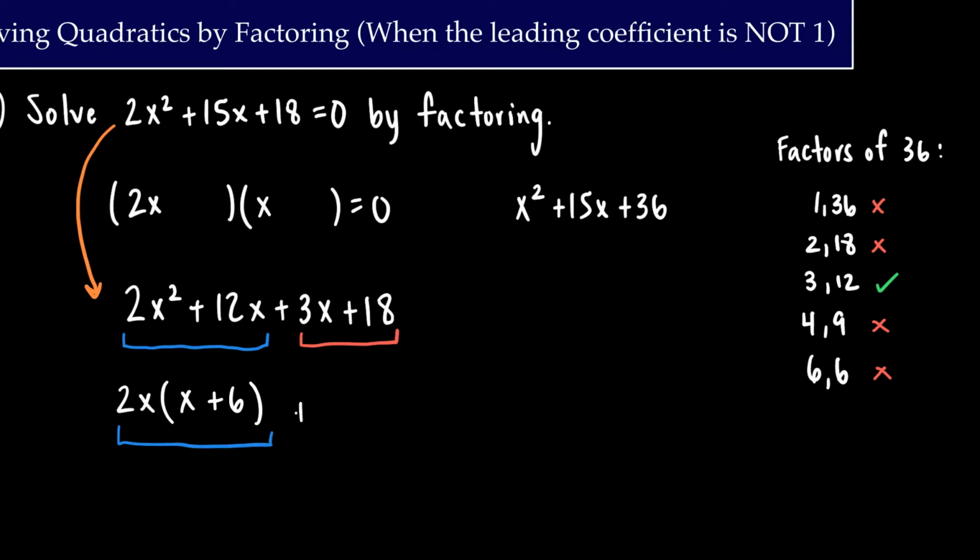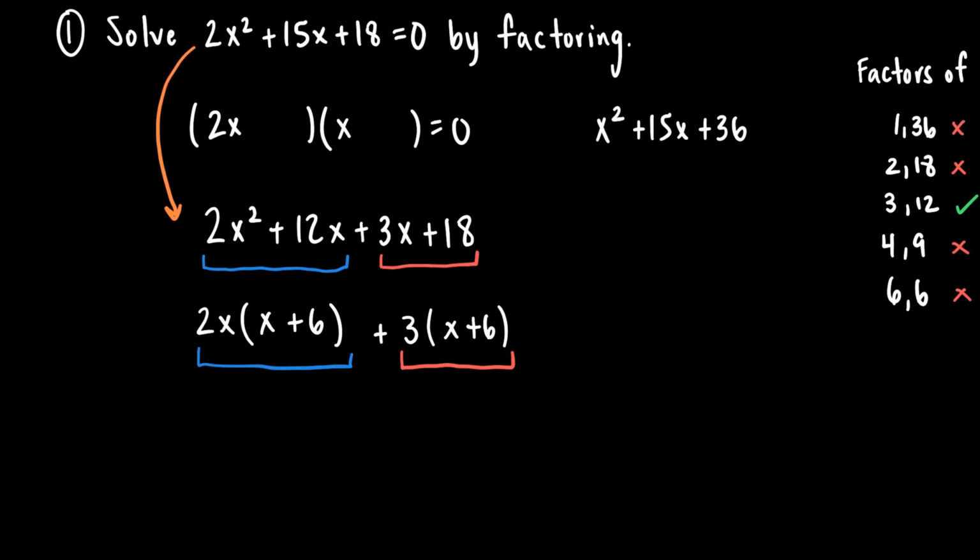What about this red part now? The biggest thing we can pull out of 3x and 18, the biggest thing that goes into both of them, is just 3. So when we do that, what's left? If you divide 3x by 3, you're just left with x. And if we take 18 and divide by 3, we're left with 6. This is the red part right here. So what we've done now is we've broken down the original 2x squared plus 15x plus 18 into 2x times (x plus 6) plus 3 times (x plus 6).